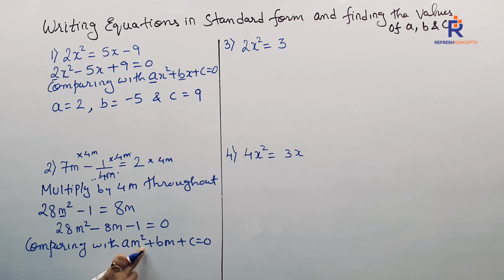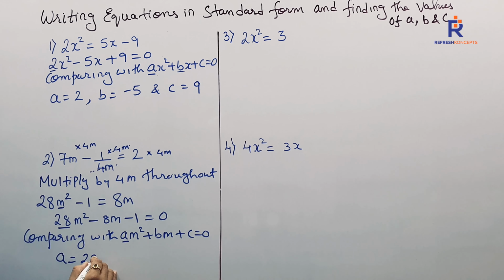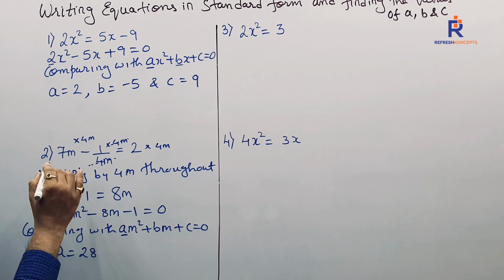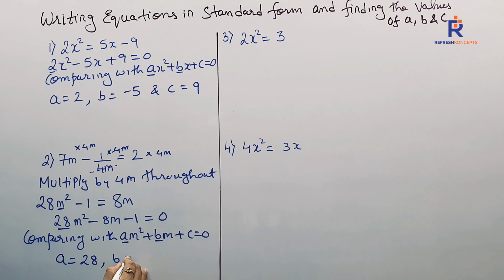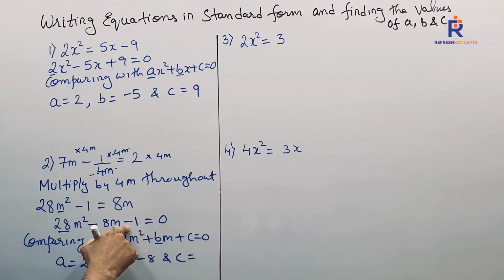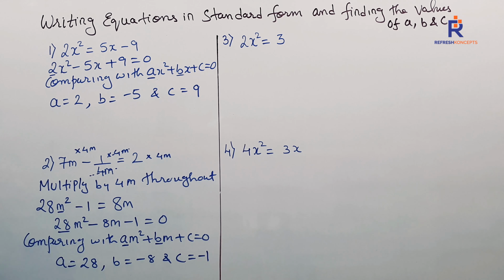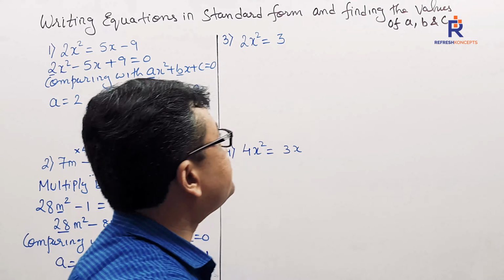So comparing with am square plus bm plus c equals to 0, what will I get as the value of a? A is equal to 28. Plus of minus, as I have said in the previous one also. So what is my b? My b is minus 8. And what is my c? My c is again plus of minus, c is minus 1.